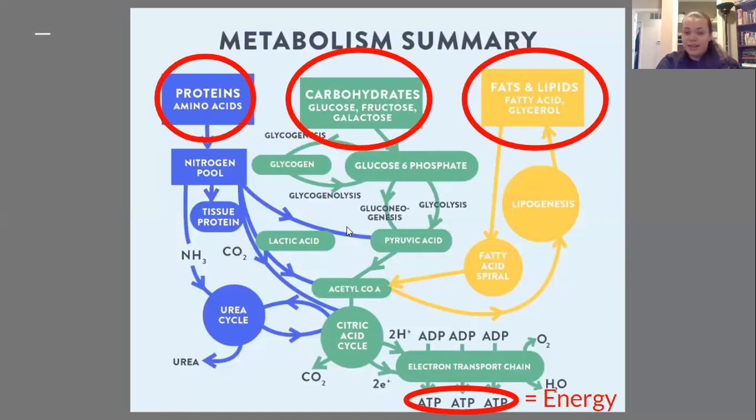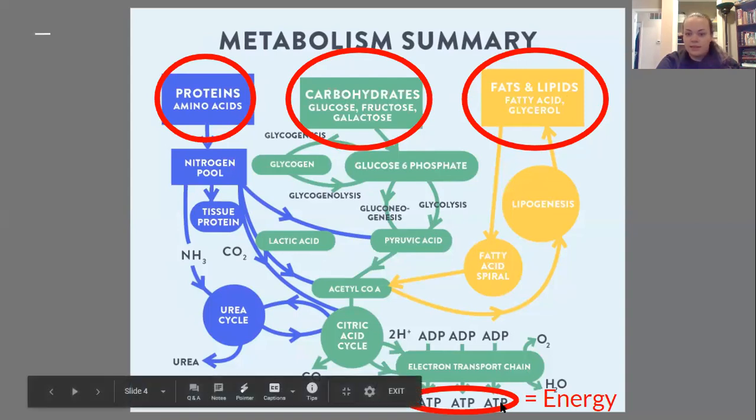This is a scary slide. Try not to look too closely at it, but all I want you to see are the red circles here. So metabolism of these macronutrients, the proteins, the carbohydrates, and the fats or lipids. And they will break down through all this big process into ATP or energy, which is just a term for energy.